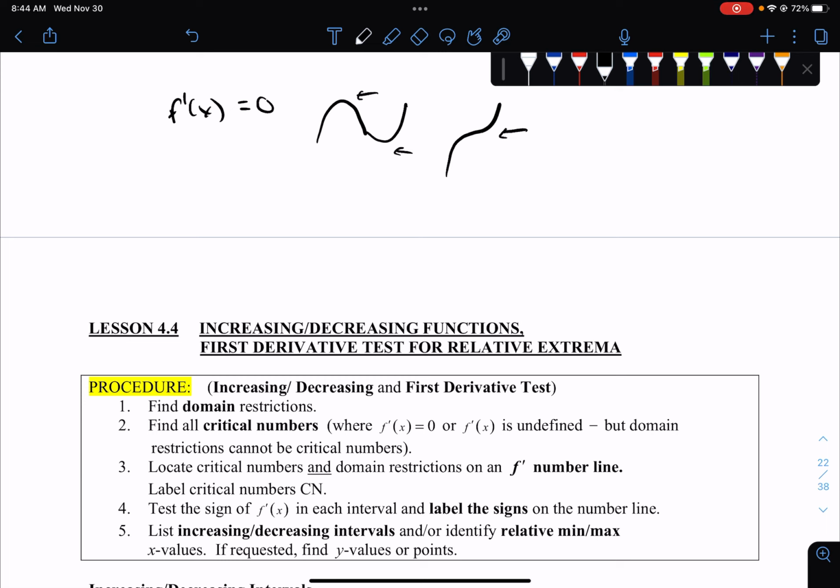So what we're going to be doing today is a lot of that same stuff, but we're going to look at what's happening in between those critical numbers. We're going to look at what's happening instead of just at the point where it equals 0. We're going to be looking at what's happening to the left and what's happening to the right.